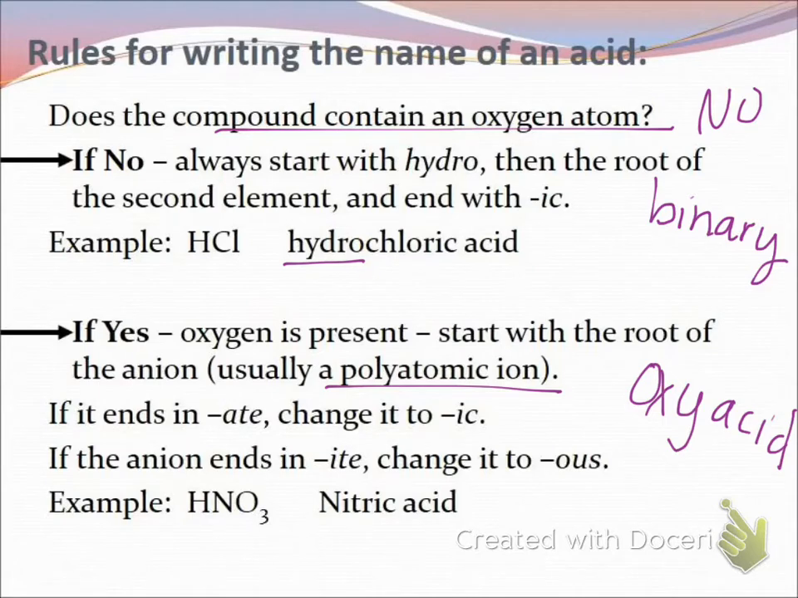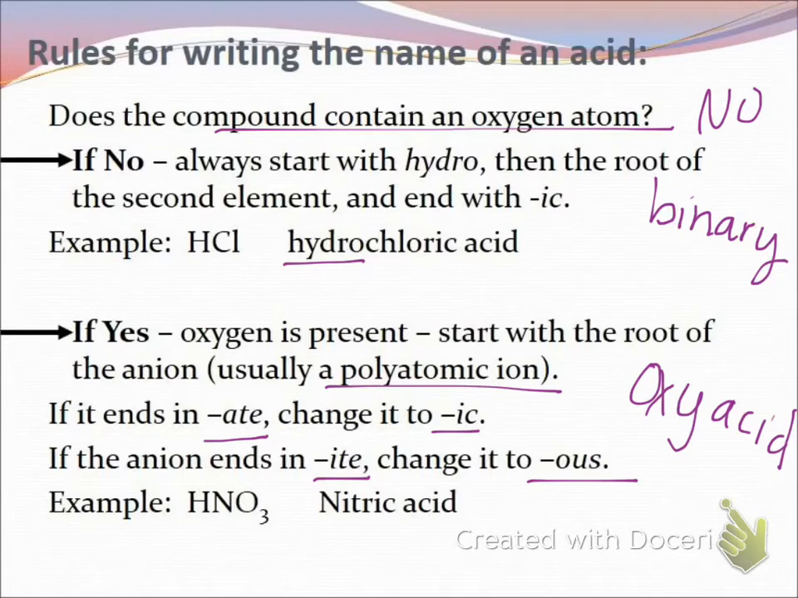So when you have an oxyacid, if you have one of the polyatomics and it ends in the ate sound, you're going to change it to ic. If you have the polyatomic and it ends in ite, you change it to ous. It wouldn't be a bad idea to write that down on the bottom of your pink sheet: ate to ic, ite to ous.